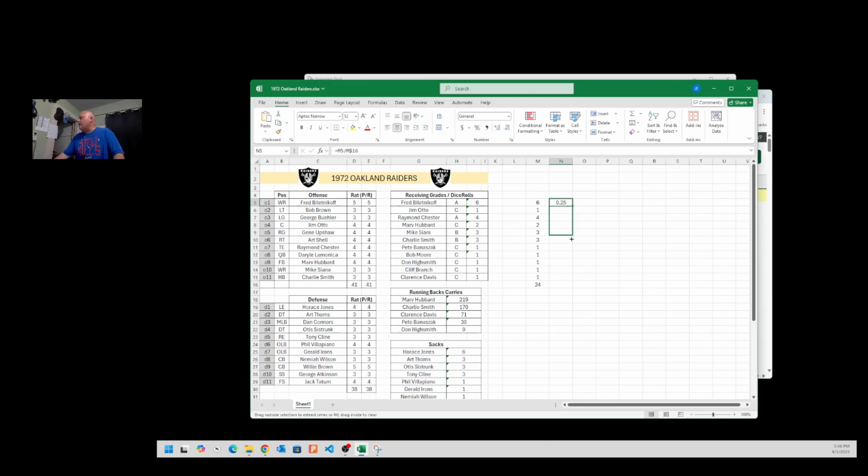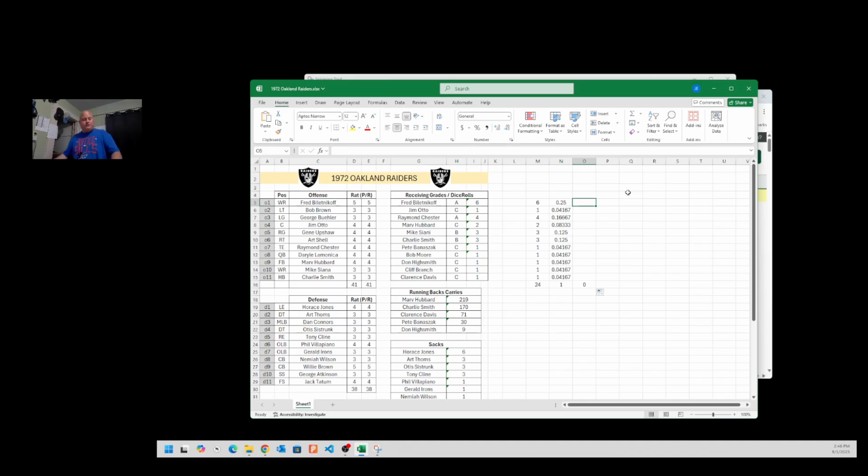Then I'm going to bring this all the way down. I'm going to scroll this all the way over. And now we have the percentages for each player. Jim Otto, 0.04. So that's not very much. That's less than 0.5% that he got, which makes sense because he's a center. He went out for a couple passes. Raymond Chester, an A4. He's at 16%. So the percentages kind of make sense.